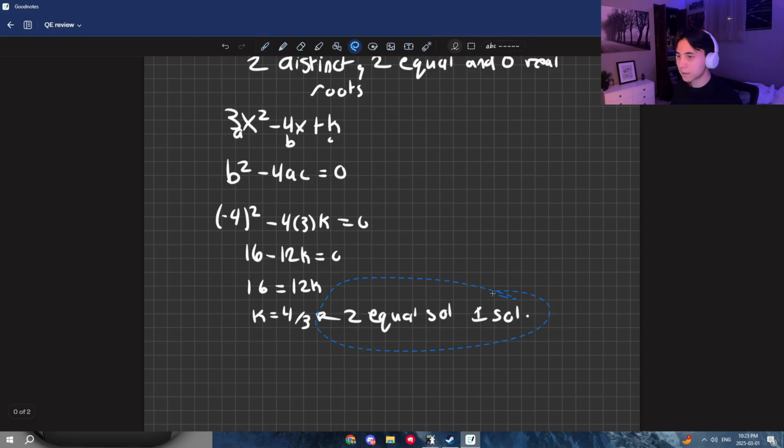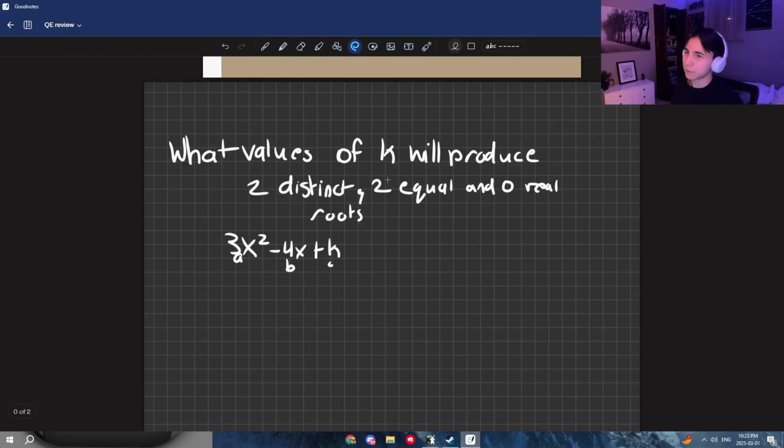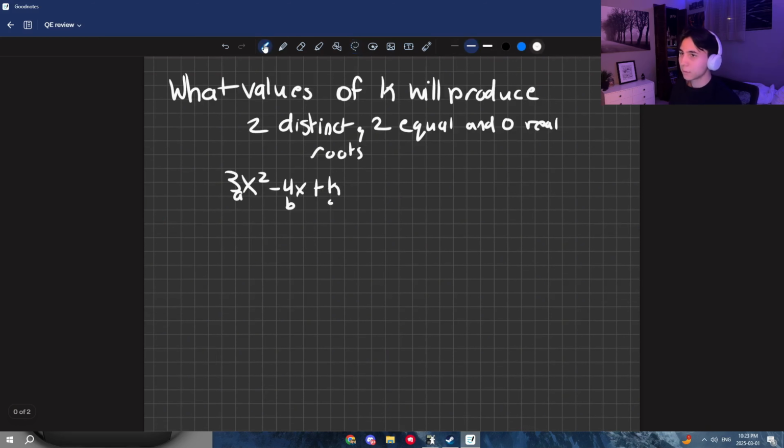So far we've got two distinct roots and two equal roots. Now we just have to figure out what it looks like if we have 0 real solutions. We have b squared minus 4ac as our discriminant. If it's 0 real solutions, that means our discriminant is going to be a negative number, less than 0. Remember, this all falls under the square root. If we're taking the square root of a negative number, that outputs imaginary solutions, okay?